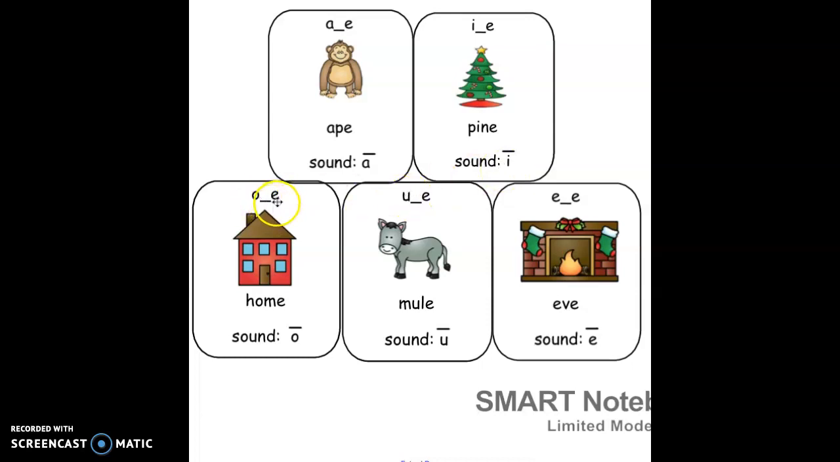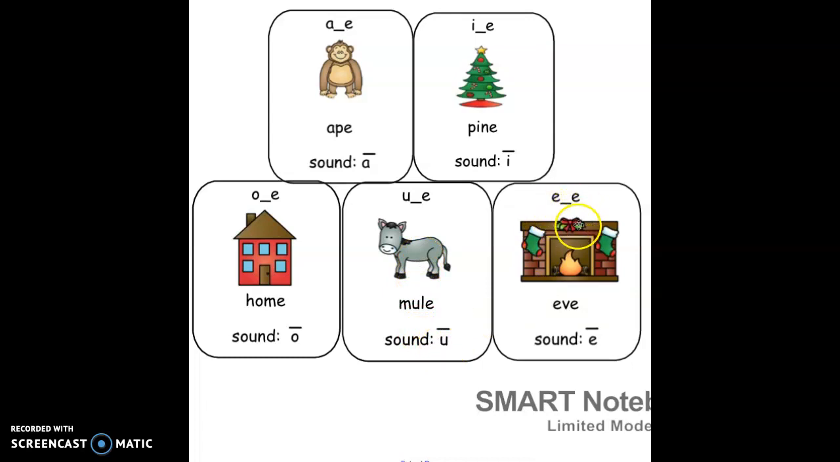O, consonant, magic E. Home, O. What does the E do to the O? Make it say its name. And the name is O. And the sound is O. U, consonant, magic E. Mule, U. What does E do to the U? Make it say its name. And the name is U. And the sound is U or oo.